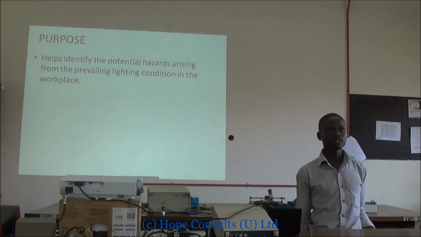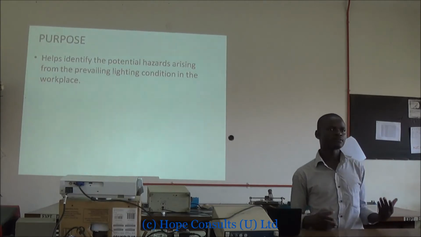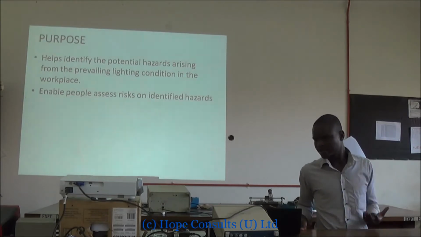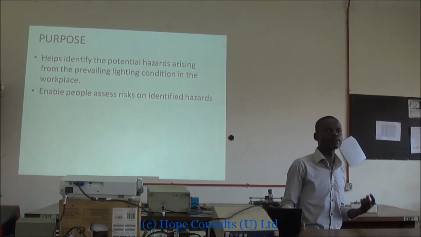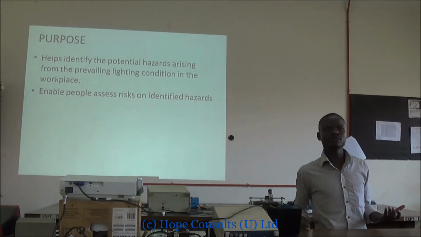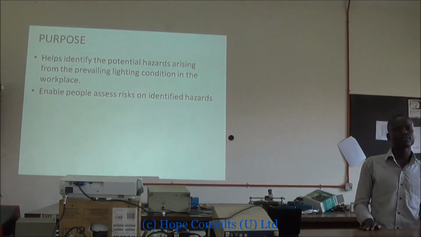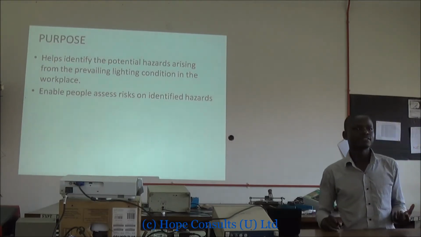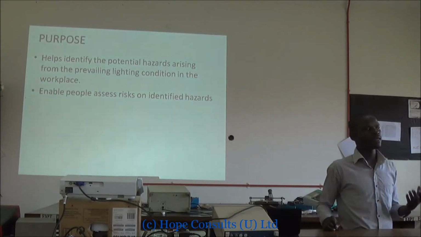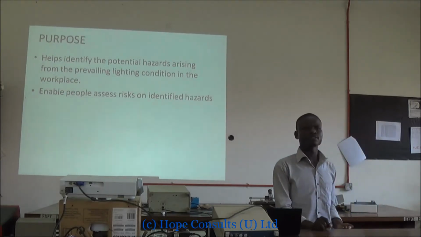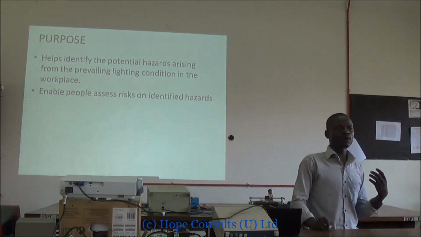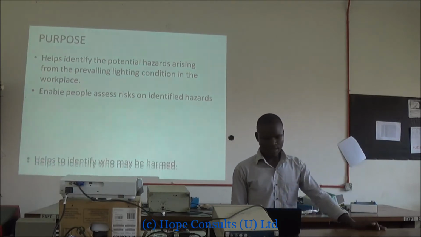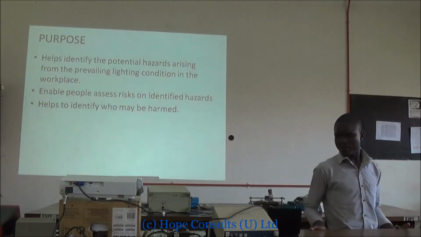If it is okay, it is kept on, or if it requires adjustment, then there should be adjustment. Then there is the need to assess risks and identify hazards. Risk and hazard are related in a way that a hazard is anything that can cause harm, and a risk is the chance that someone will be harmed by a hazard. So we have to assess these risks and find out to what extent they are going to cause harm and how they can be mitigated. And then the other one helps to identify who may be harmed.